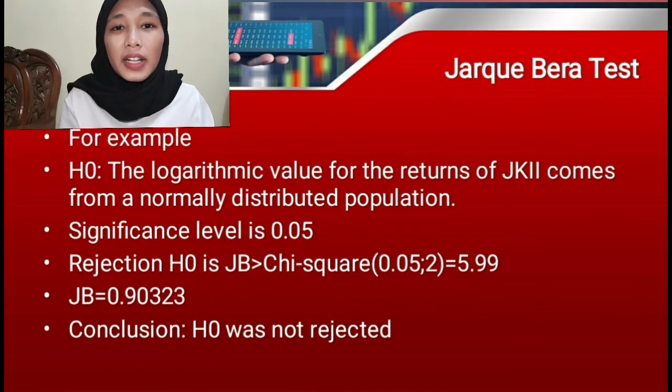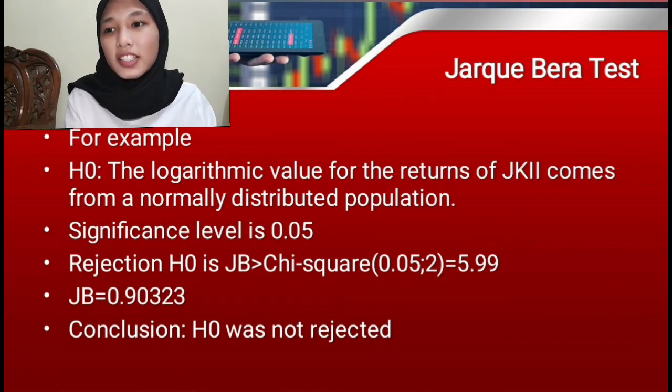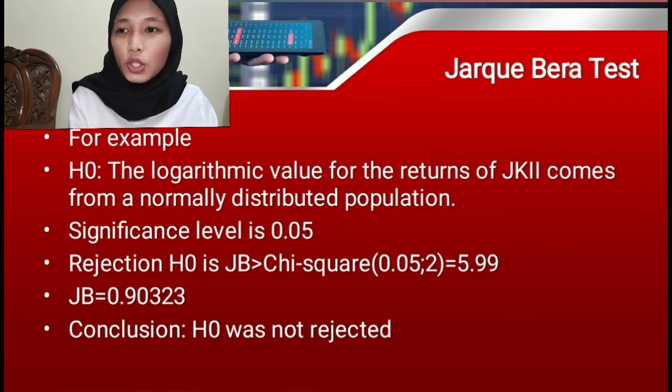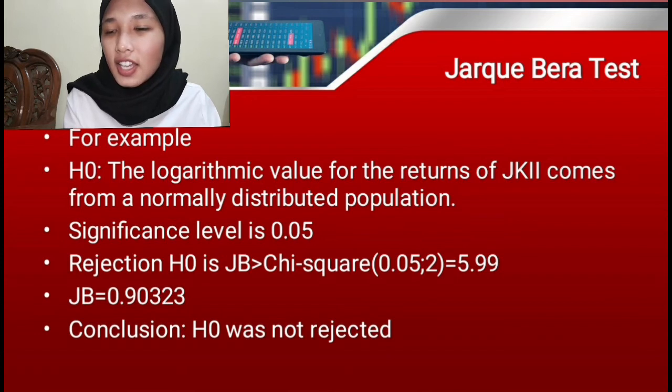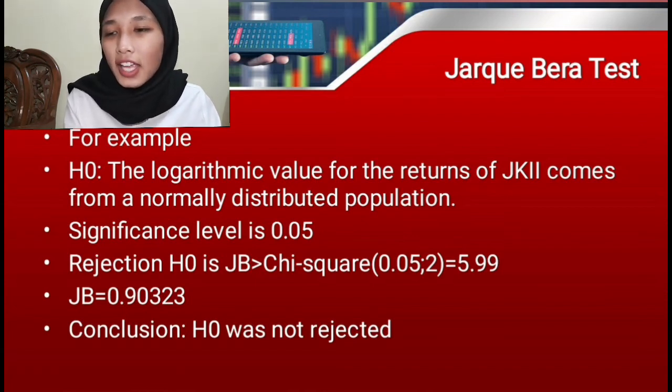As an example, we have the null hypothesis that the logarithmic value of the returns of JKII comes from a normally distributed population, and we use a significance level of 0.05. So the rejection of H0 is if the value of Jarque-Bera is greater than the chi-square value.